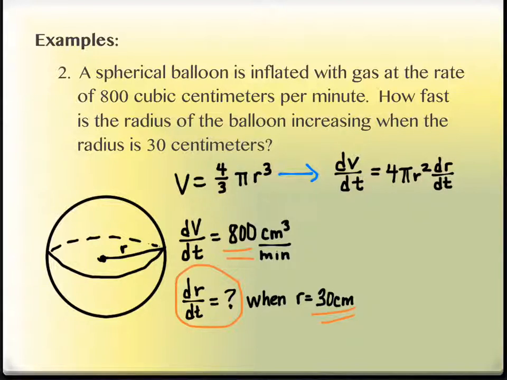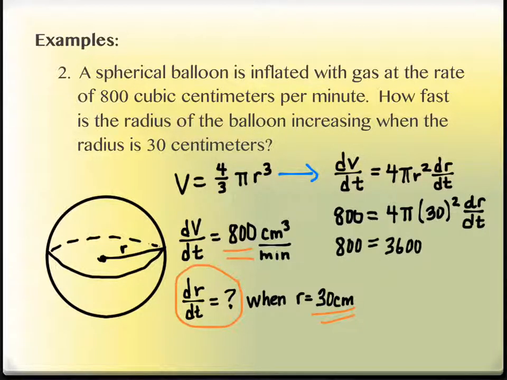Okay? So dV/dt, that one was the 800, so that's going to go on the left. I have 4 and pi, both numbers. The radius, they tell me, is 30, and so that's 30 squared. And then dr/dt is exactly what I don't know and what I'm looking for. Everybody good so far? Awesome. All right, so what is 30 squared? 900. What's 900 times 4? 3,600. Yes, it's 3,600. So we have 3,600 pi dr/dt on the right.